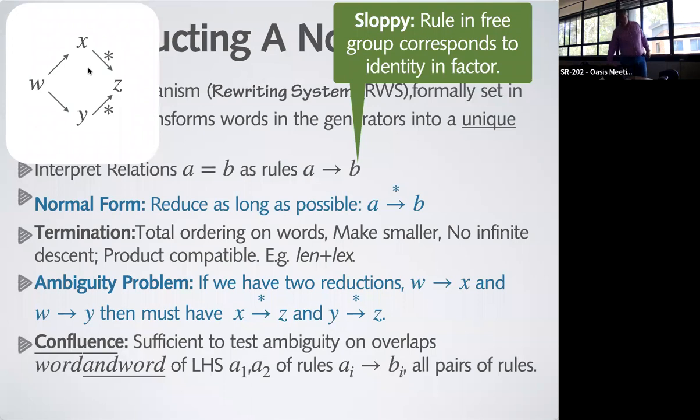If this condition holds, I call the rewriting system confluent, and the important result is that it is sufficient to test for this ambiguity only on overlaps of words. So if I have a left-hand side A1 and a left-hand side A2, of two rules, A1 goes to B1 and A2 goes to B2, I look at overlaps of these left-hand sides, reduce them in both ways. So that overlap would be the W. Reducing this bit would give me the X, reducing this bit would give me the Y, and then I must have that with all the rules together, both forms can be reduced to the same end. If this is the case, the rewriting system is called confluent, and then there is a theorem which says that I get a unique normal form.